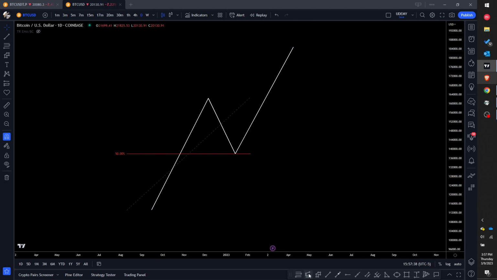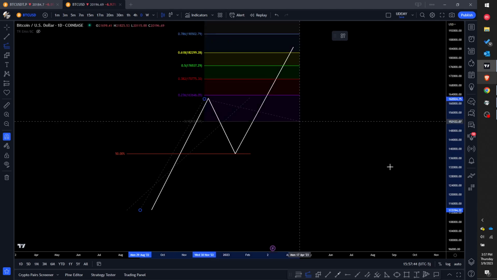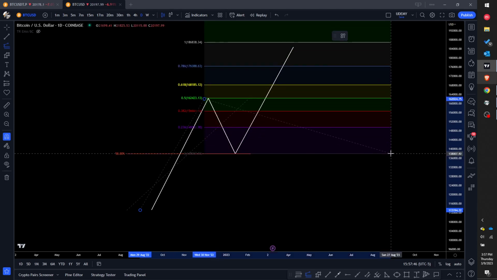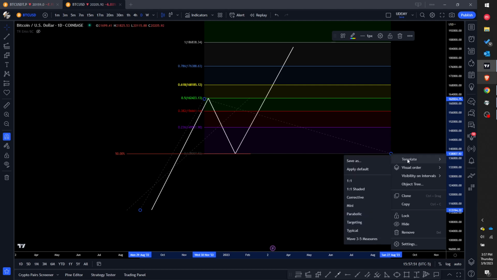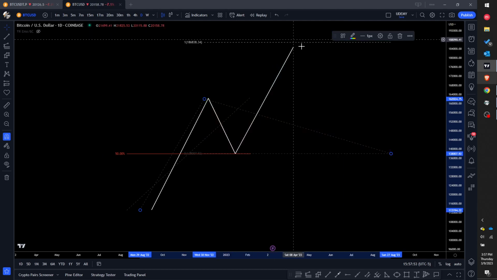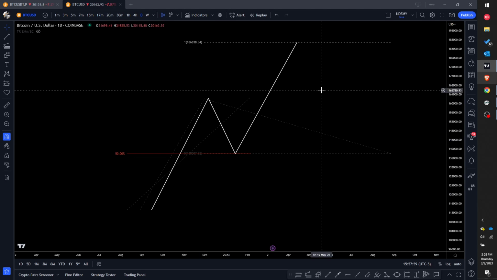So let's use our other tool to measure that. From here to here, extended from here, and let me clean this up so that we don't have to see all that. We just need to see this. So right there. This was a very typical pattern that you would see in the market: a 50% retracement, and then a move that's the same distance as the first move.